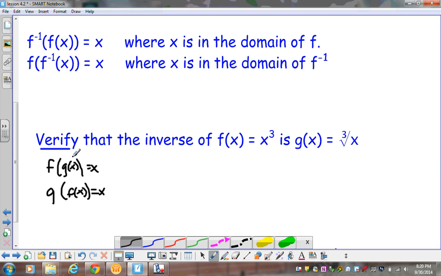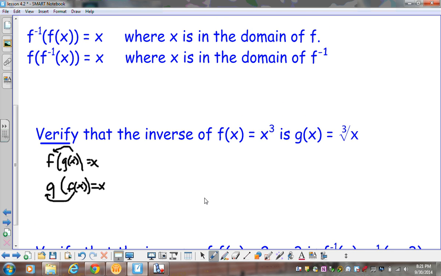So when I took g of x and plugged it into f of x and simplified, I got x. And when I took f of x and plugged it into g of x, I also got x. So those two things have to be true in order for two functions to be inverses of each other. All right, so let's look at these two functions.